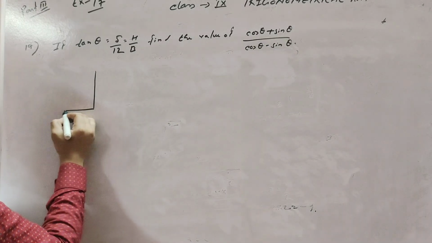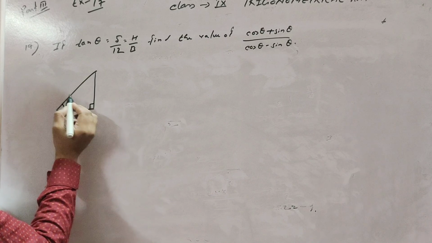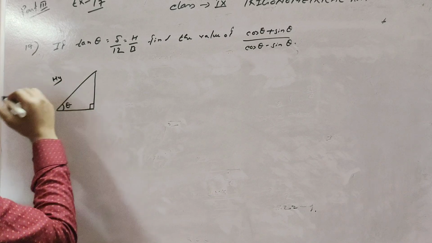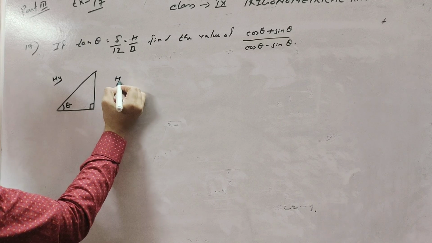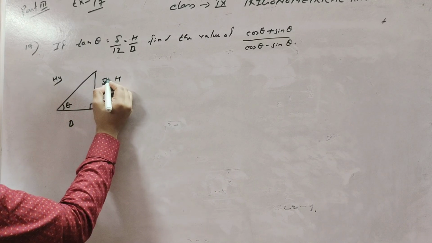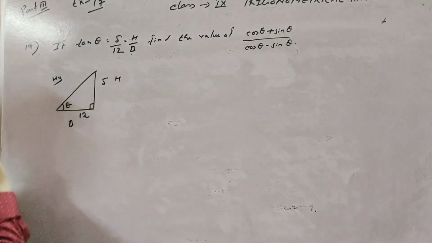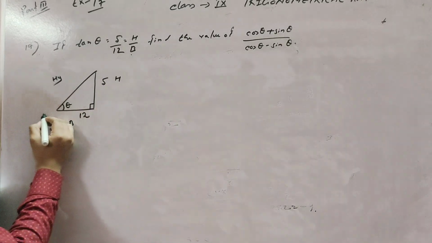Draw a right angle triangle, that is 90 is here and theta is here. So opposite of 90 is hypotenuse, opposite of angle is height, and left portion is base. Okay, so height is 5, base is 12. Now find out hypotenuse.